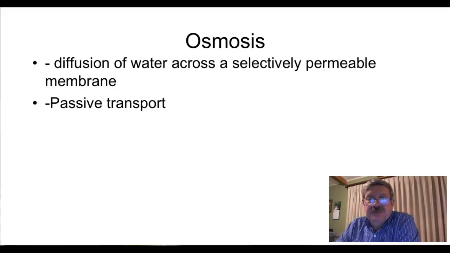Okay, this is still in Chapter 5 for General Biology, still under Section 4 within Chapter 5, and we've gone over the process of diffusion. Now what we're looking at is osmosis, and osmosis is a form of diffusion. It is the diffusion of water across a selectively permeable membrane. And since it is diffusion, the cell does not have to do any work to cause the movement of water to happen; it happens on its own. So it is a form of passive transport.